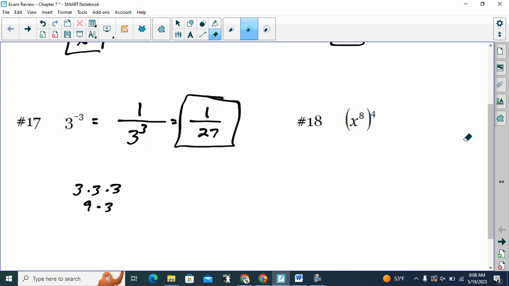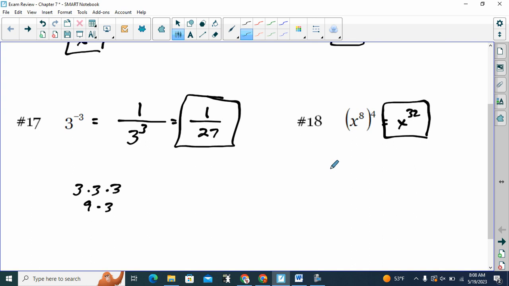Number 18 is the power of a power property. Power of a power: x to the 8th to the 4th. We multiply exponents. 8 times 4 gives me 32. X to the 32nd power.